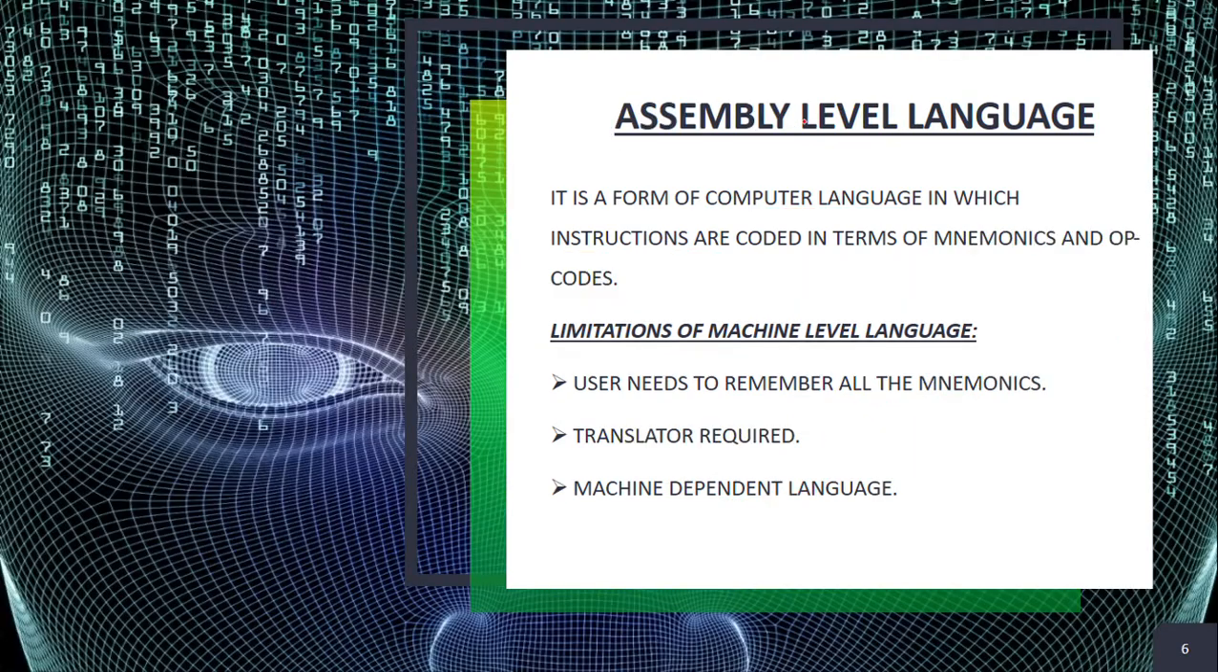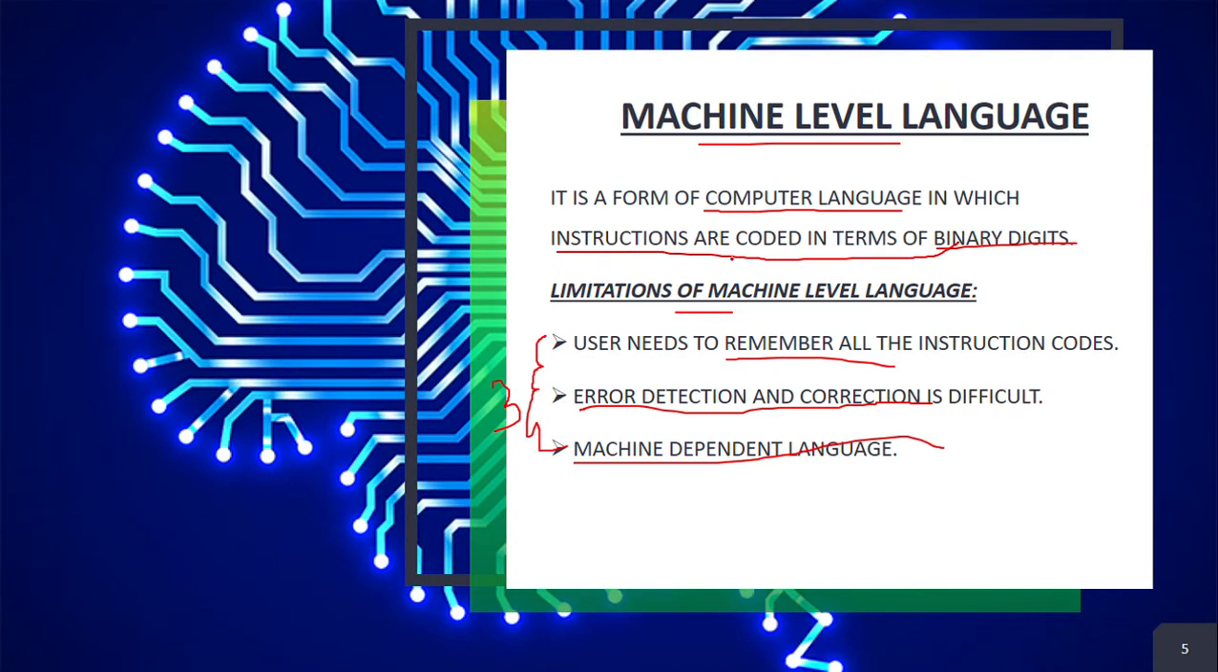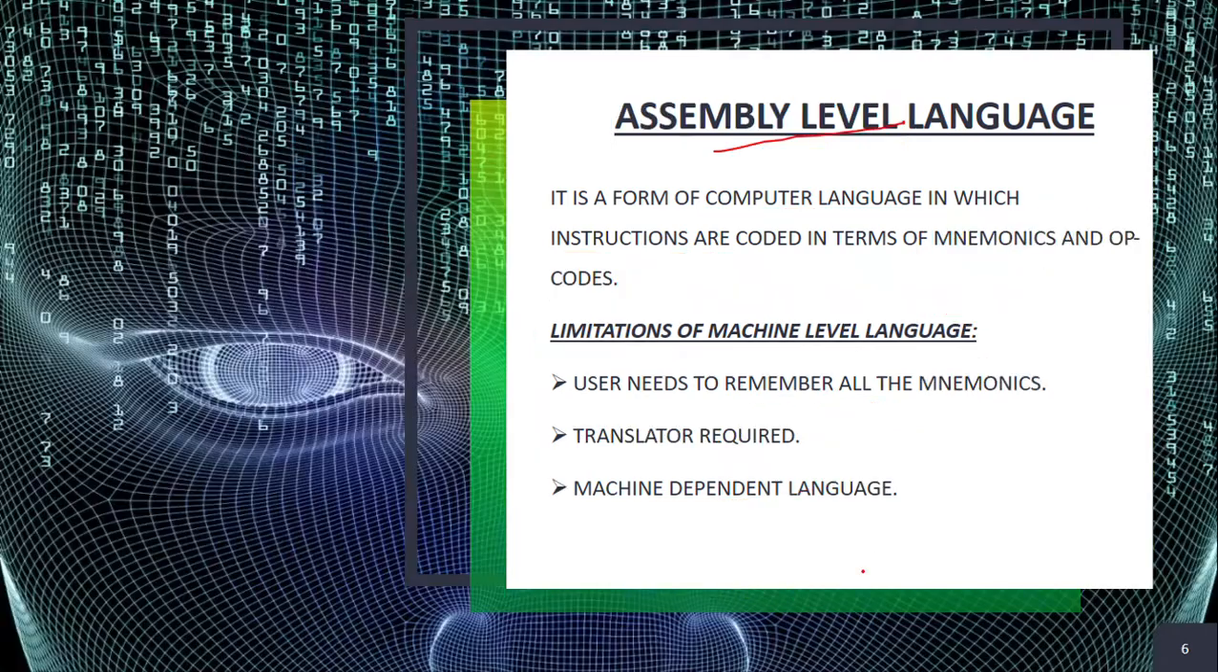Next is assembly level language. It is a form of computer language in which the instructions are coded in terms of mnemonics and opcodes. Before, we saw that in machine level language it is coded in terms of binary digits, but in assembly level language it is coded in terms of mnemonics and operation codes. This is the important word to write, mnemonics and opcodes.